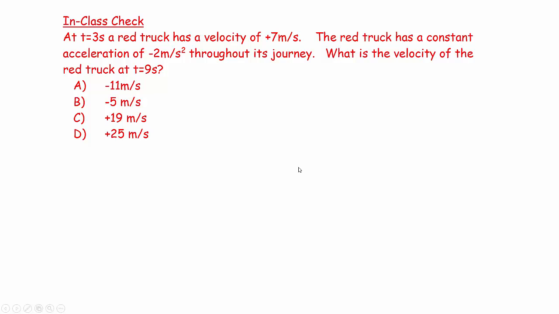T equals 3 seconds. A red truck has a velocity of, so here we have our red truck, and it has a velocity of VI equals plus 7 meters per second. And T equals 3 seconds. The red truck has a constant acceleration. So now I'm given the acceleration. How shall I show it? I'm going to show it as a diagram.